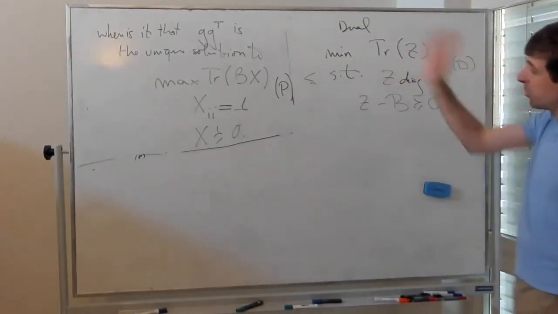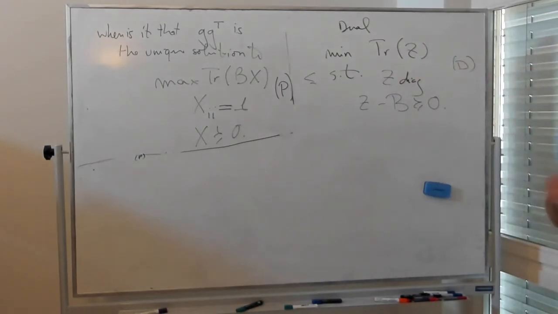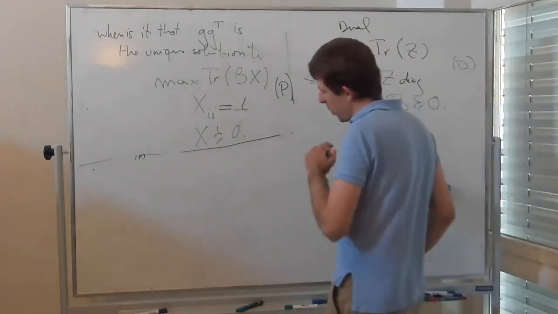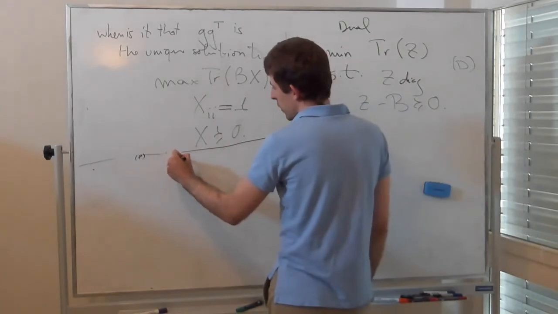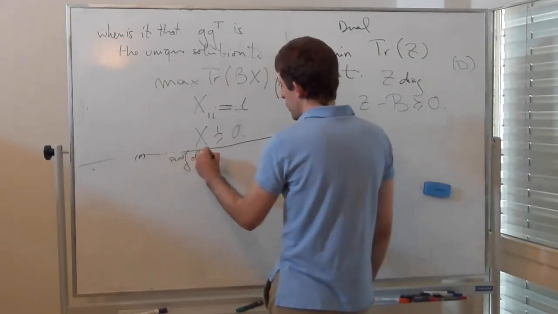Although actually proving this is a lot easier than what we did. Let me give you a proof of this. This is known as weak duality, proof of weak duality.